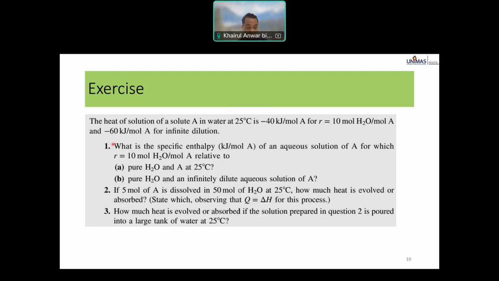The other one is relative to pure H2O and infinitely dilute aqueous solution of A. The answer is -40 minus (-60), which is 20 kJ per mole A.